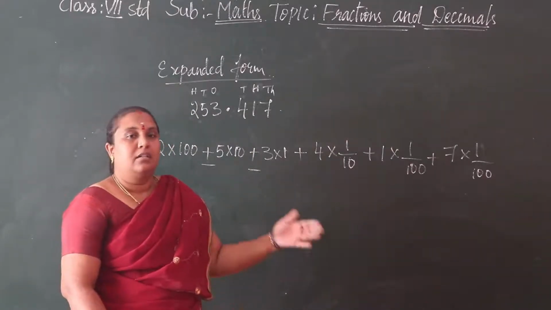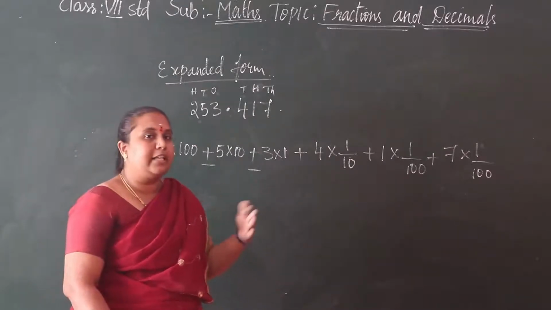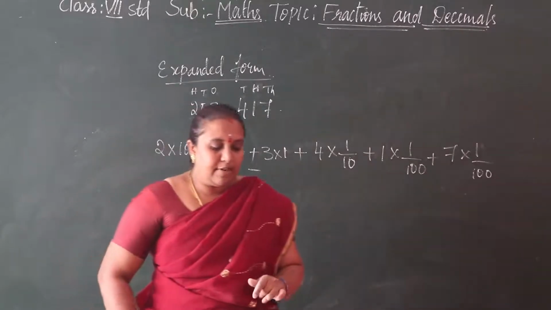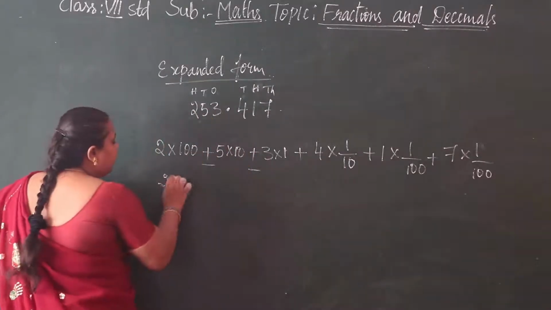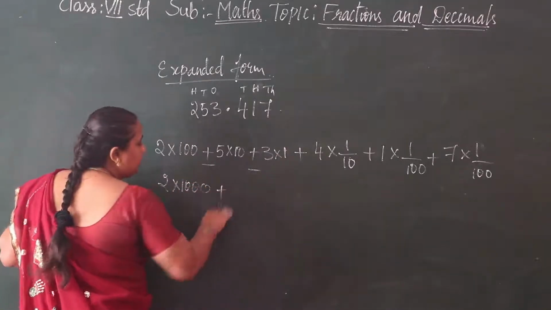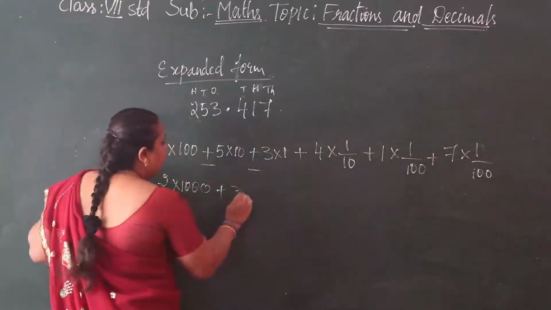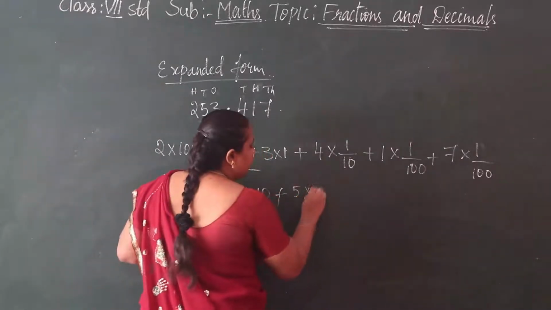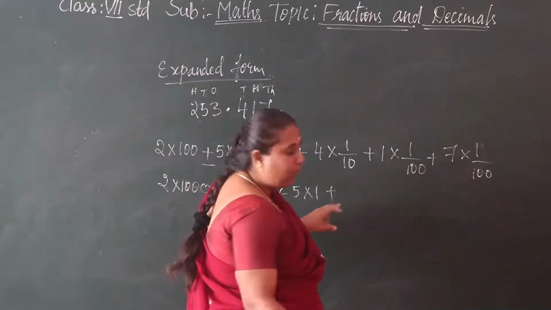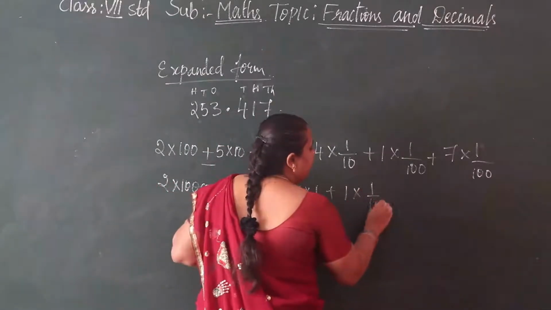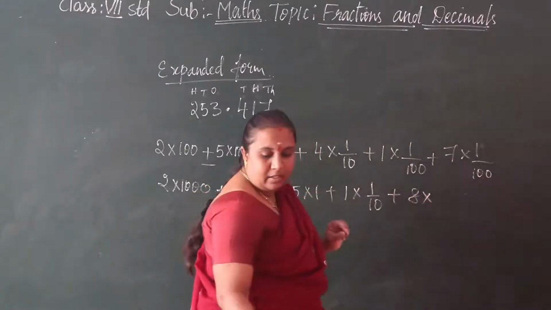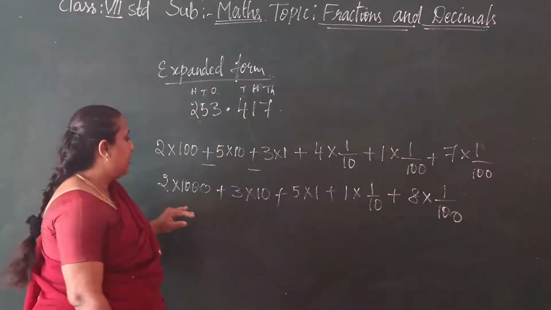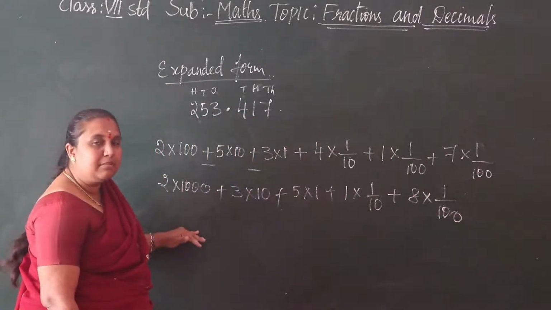And now write the decimal form of a given expression. So how to write the decimal form of the given expression? Like this expression, it is given, how to write it in the decimal form. Okay. What is the given expression? Let us see. 2 into 1000 plus 3 into 10 plus 5 into 1 plus 1 into 1 by 10 plus 8 into 1 by 100. Okay, this is the given expression. So this we can write in the decimal form.